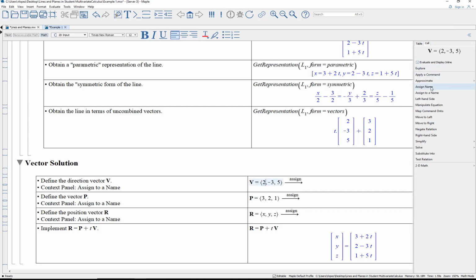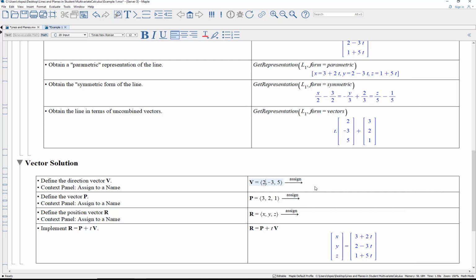to assign name. That takes care of that colon equal business, makes the assignment. The point, the fixed point, 3, 2, 1, is given as a position vector, so you make a vector out of it. R is the generic position vector to the x, y, z. And if you write R equals P plus TV, you will get R equals P plus TV.